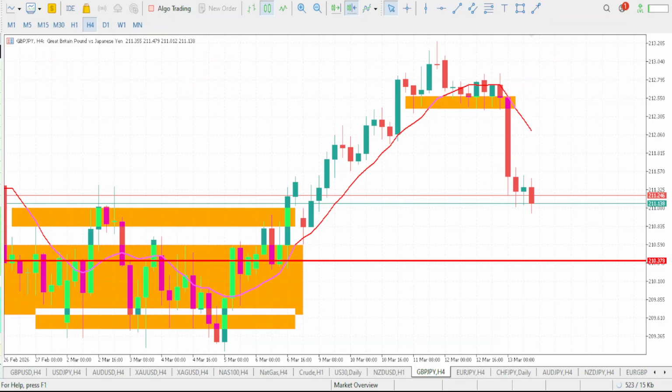Now, first, before we go ahead and go to our higher time frame, you can see what pattern it is, right? You can clearly see it. A head and shoulder pattern. You all know what a head and shoulder pattern is. It means a reversal move.